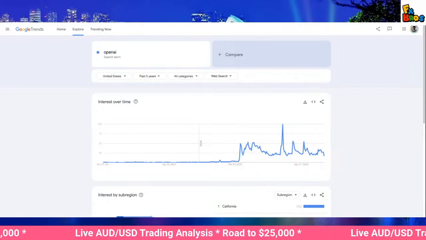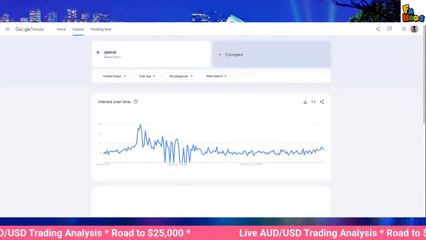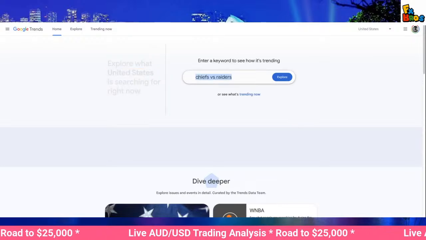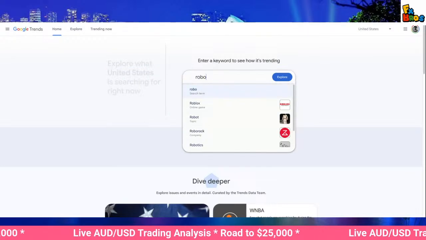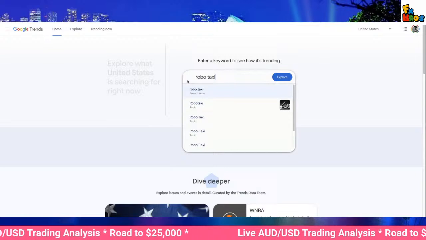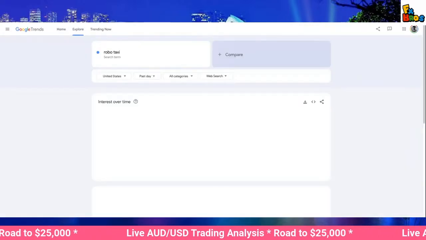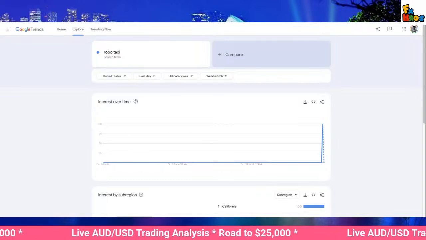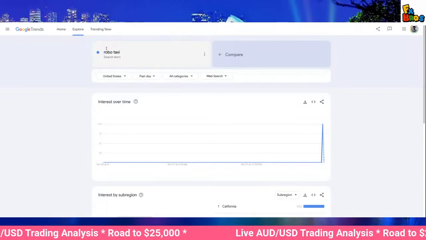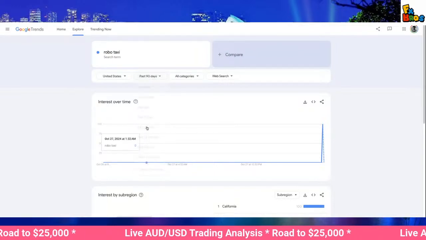Now compare that to robo, what's it called? Robo taxi. Put that in. I already know this goes. It's definitely at its highest easily because the name just started coming out. So put in 5 years. See, it just came out. Well, that's just one day, but put in 5 years or even 12 months.